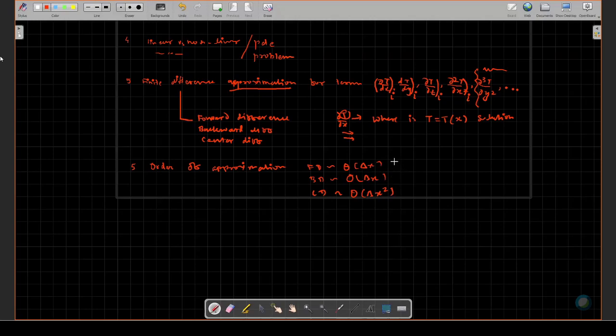So we found that the truncation error in this case is higher, and in this case the truncation error is lower. Why is this higher and why is this lower? Suppose delta x is 0.1, then this error is of order 0.1.